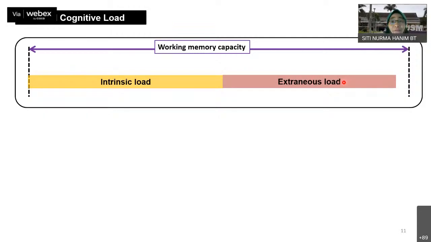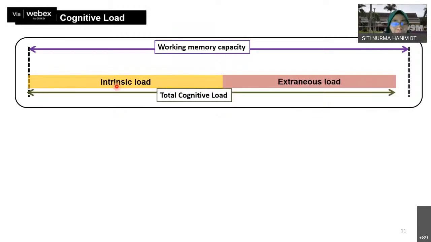And if you purposely impose extraneous load, for example, you put a wordy PowerPoint, so this one will be high. But intrinsic load plus extraneous load becomes the total cognitive load, and you can see that the total cognitive load does not exceed the working memory capacity. So in this case, learning can happen.